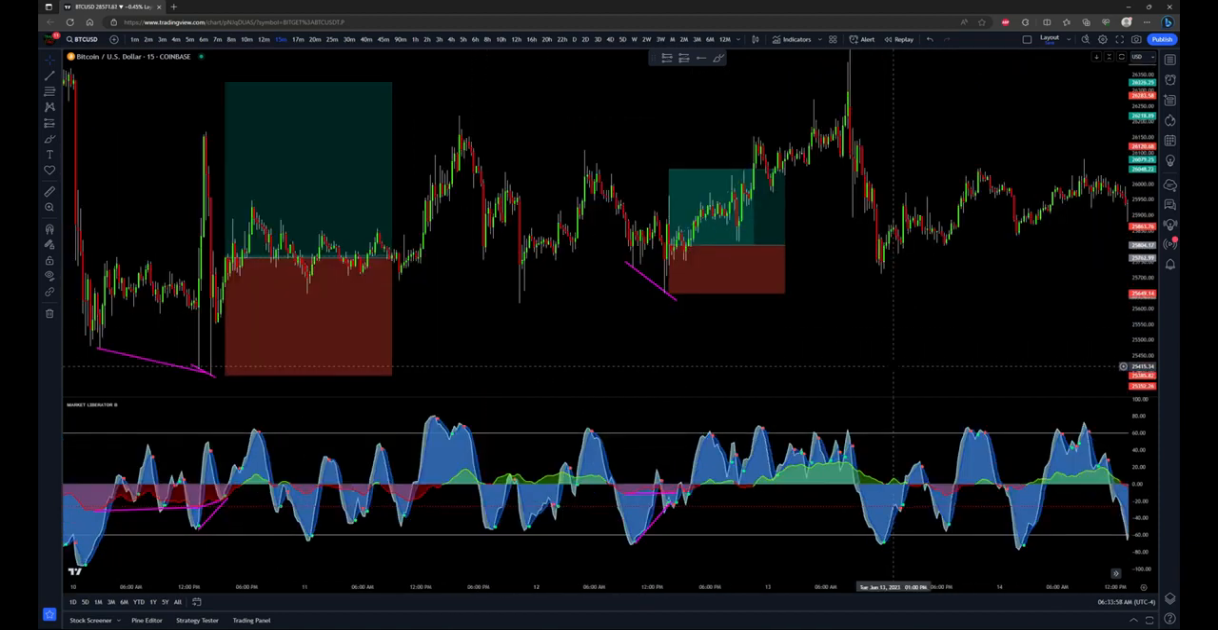Now that's the strategy, pretty simple. Now let's get into the back testing. I'll just fast forward through that and go over the results.